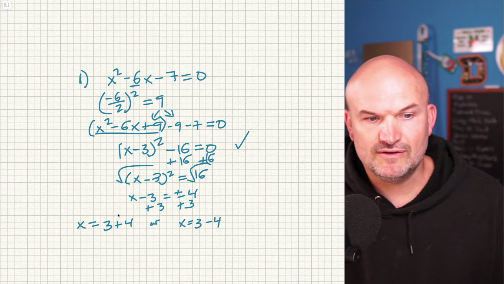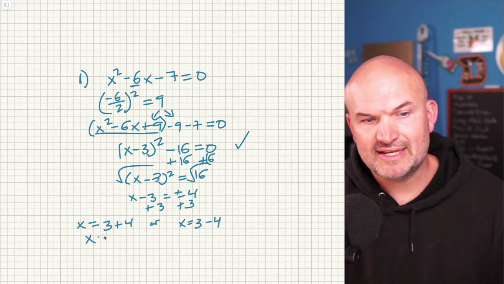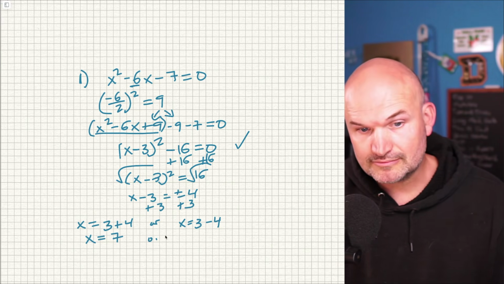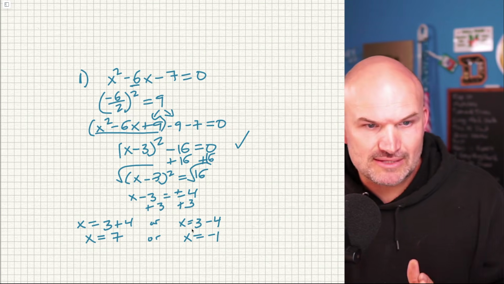Now, when we go ahead and solve those, because you have to do plus or minus, right? 3 plus 4, 3 minus 4. So I get x = 7, or x = -1, okay? So that is the process.